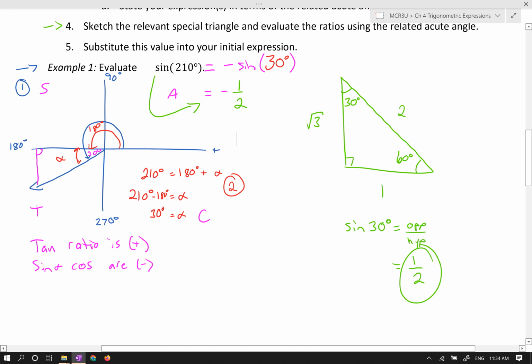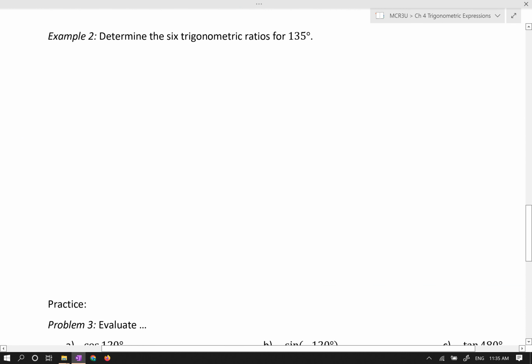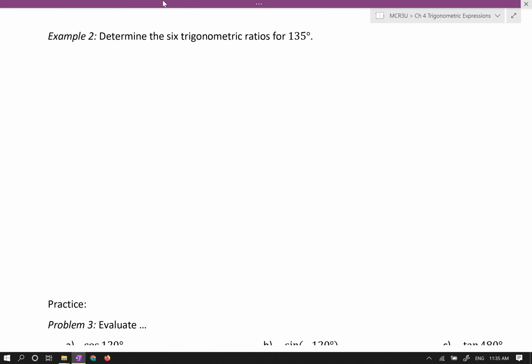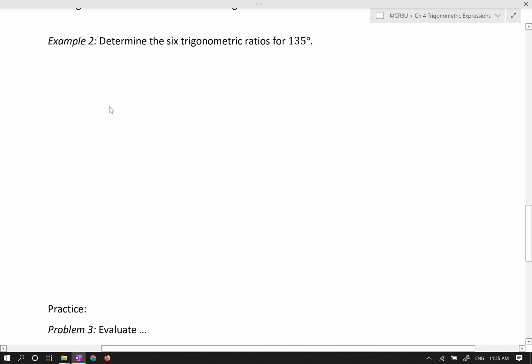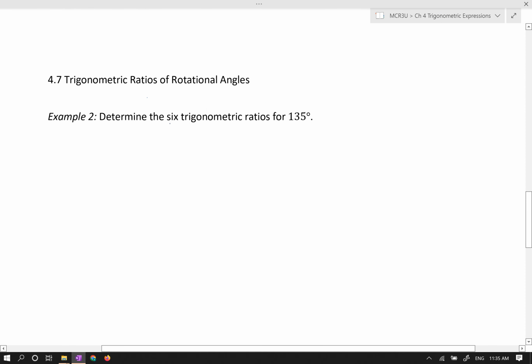Well done, folks. So our next problem, we'll just practice this a little bit more. They're not asking us to find a single trigonometric ratio for 135 degrees. They're actually asking us to find all of the ratios for 135 degrees. So we're working in here. All right, we start off with a sketch. We know how to sketch 135 degrees.